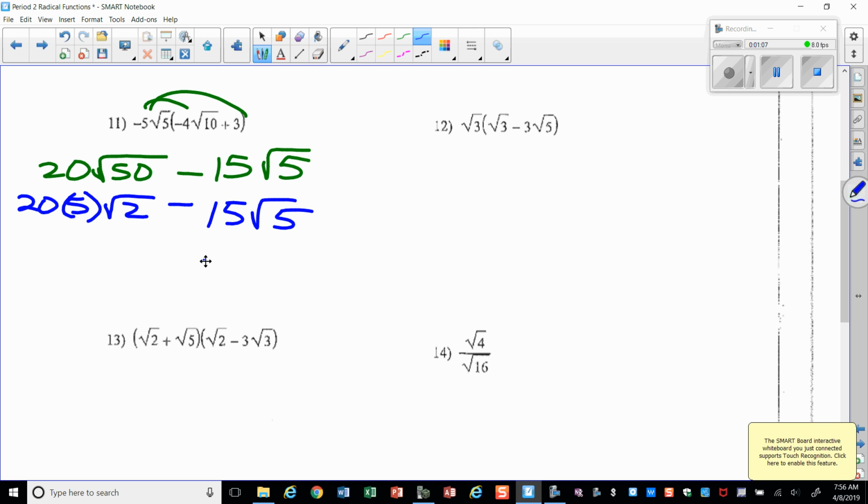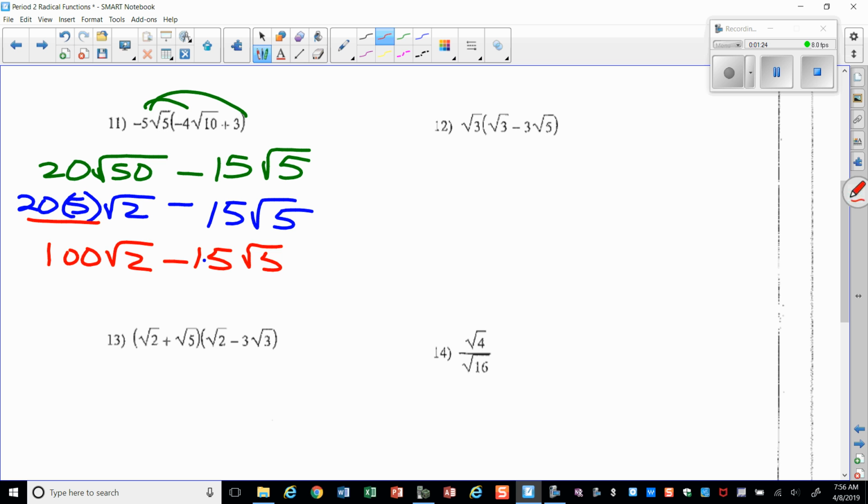All right, and I can't do anything with the square root of 5, just like I can't do anything with the square root of 2. That's simplified already. And so now I've got 20 times 5 is 100. All right, that's that. And then I've got a square root of 2 minus 15 square roots of 5. And since these are different radicals, you can't combine them, and so that's your final answer.